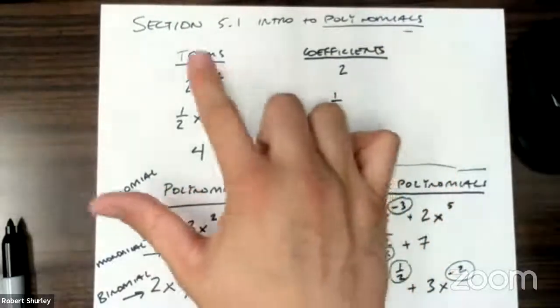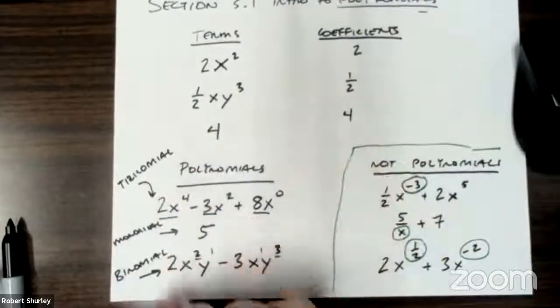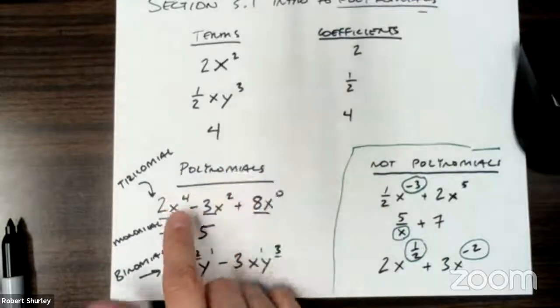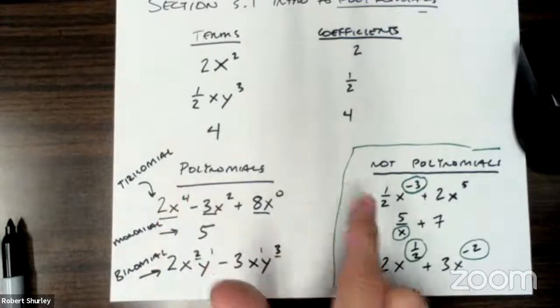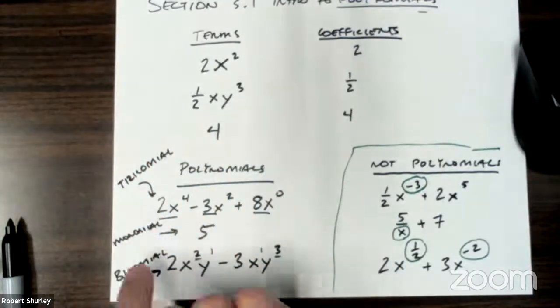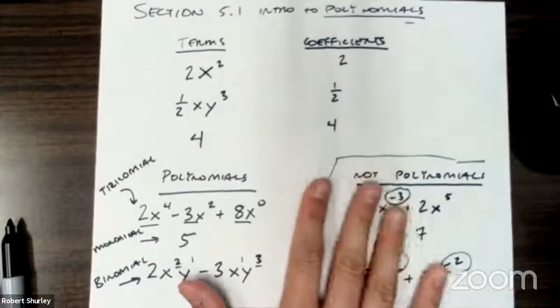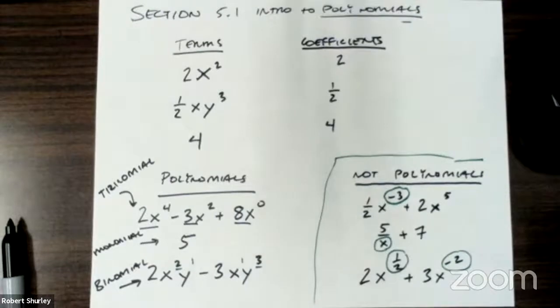Any questions about that? So we've got terms, coefficients, defining really what a polynomial is. It's just that the variables have non-negative exponents and non-fractional exponents, and x's can't be in the denominator, okay? And they've got trinomials, monomials, and binomials. Hopefully this is something you've seen. I'm just kind of bringing it back from the past, okay?